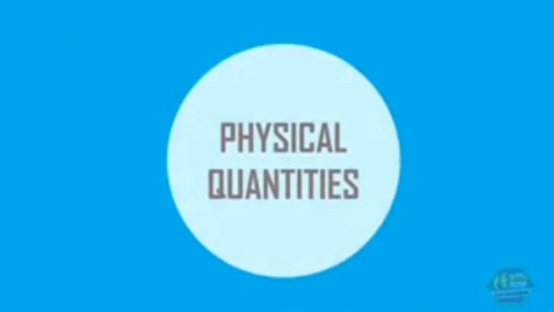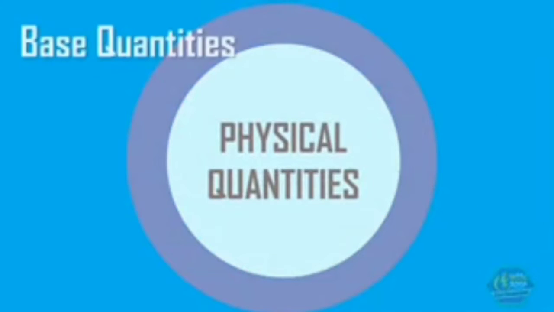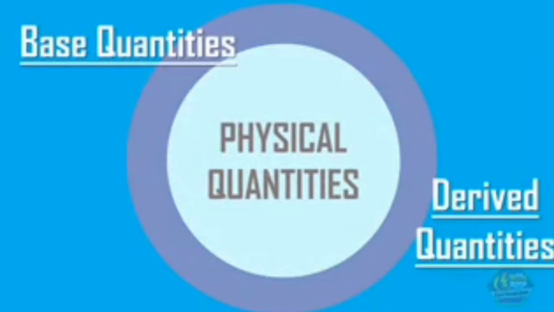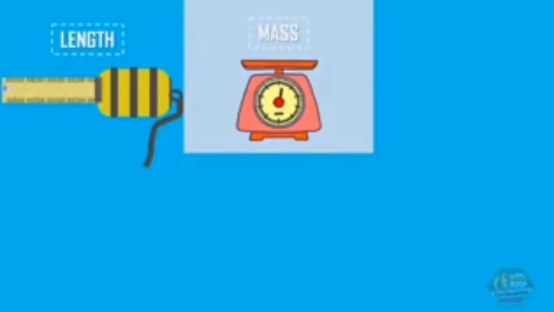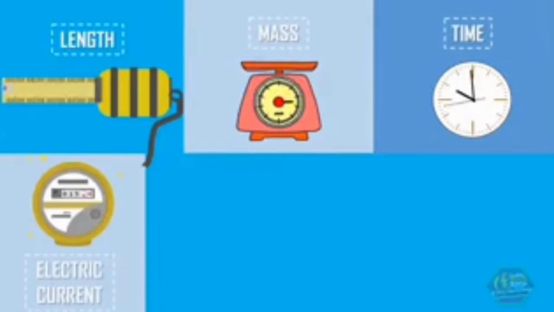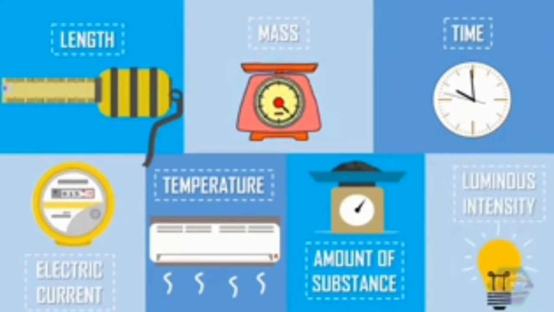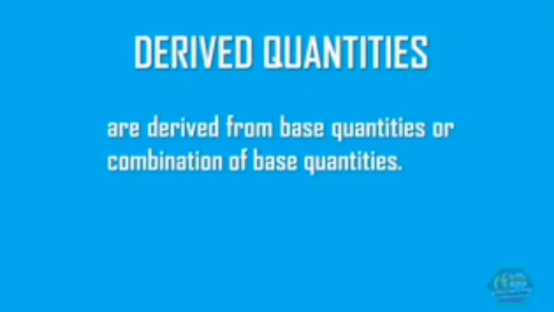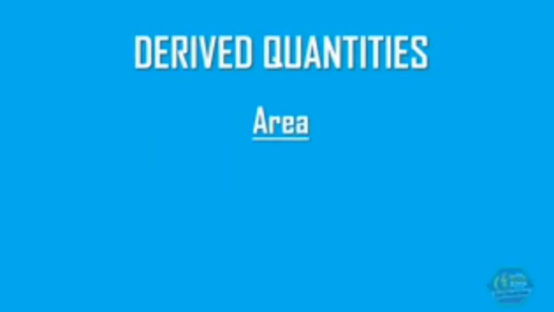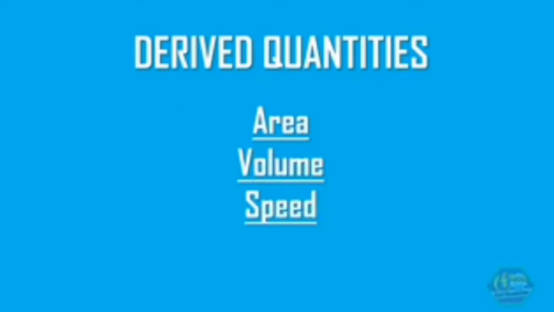Physical quantities are divided into two categories. These are the base quantities and derived quantities. Physics acknowledges that there are 7 base quantities. Namely, these are length, mass, time, electric current, temperature, amount of substance, and luminous intensity. On the other hand, derived quantities are derived from base quantities or a combination of base quantities. To name some, these are area, volume, speed, acceleration, and many more.